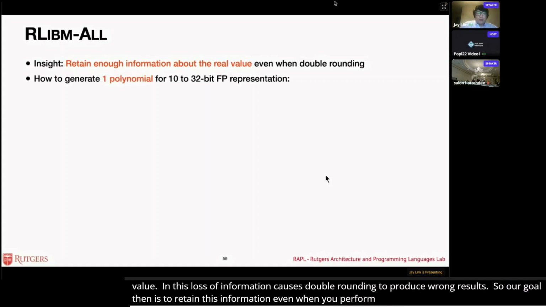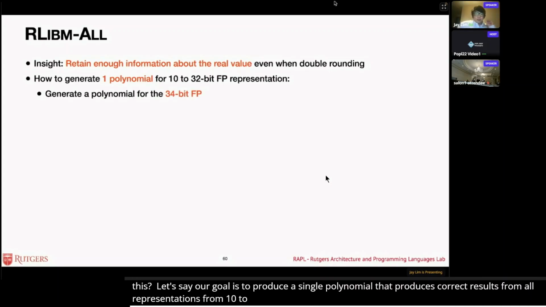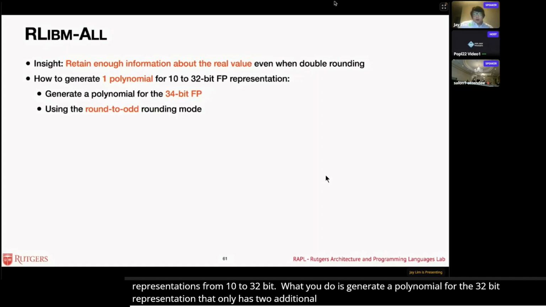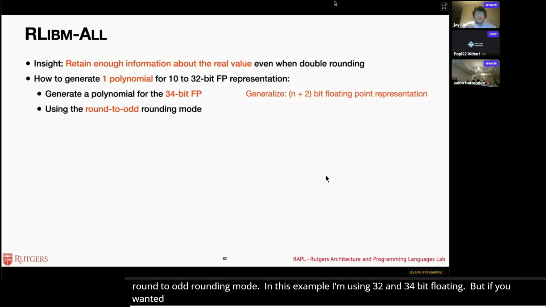So how can we do this? Let's say our goal is to produce a single polynomial that produces correct results for all representations from 10 to 32-bit. Then what you do is you generate a polynomial for the 34-bit floating point representation, which only has 2 additional precision bits compared to the 32-bit float representation, using a rounding mode called the round to odd rounding mode. Now, in this example, I'm using 32-bit and 34-bit floating point representations, but this technique is general. So if you wanted to produce correct results for all representations up to n bits, then you would generate a polynomial for the n plus 2-bit floating point representation using the round to odd rounding mode.